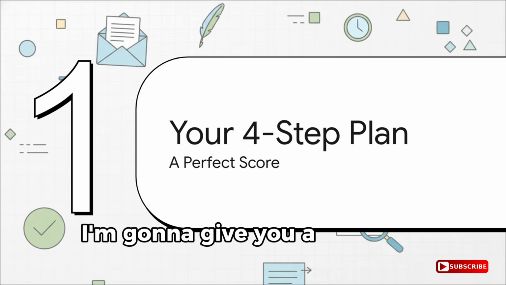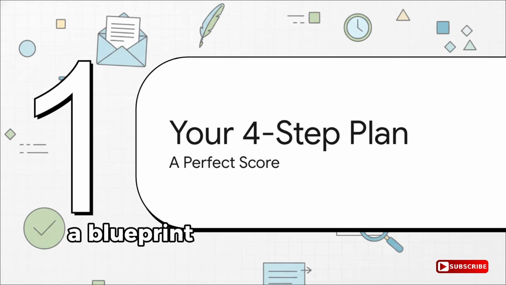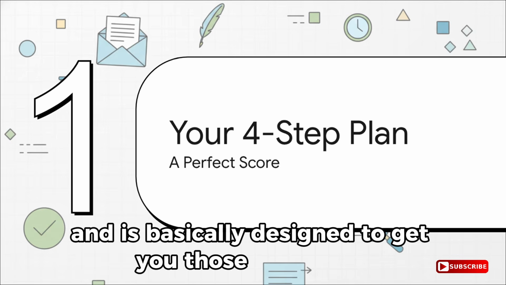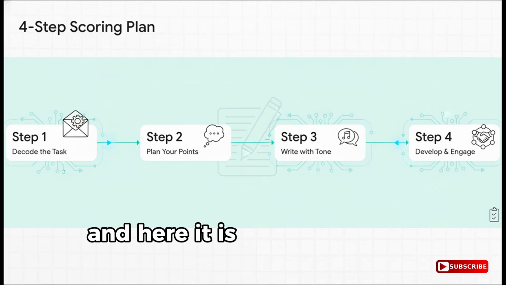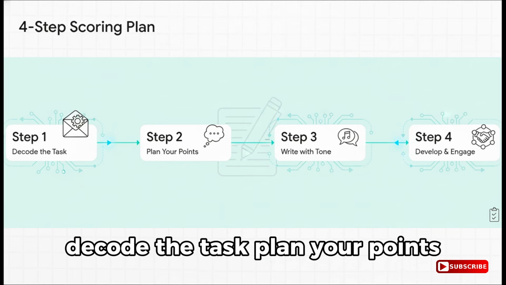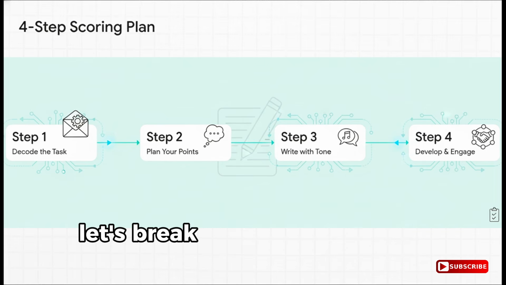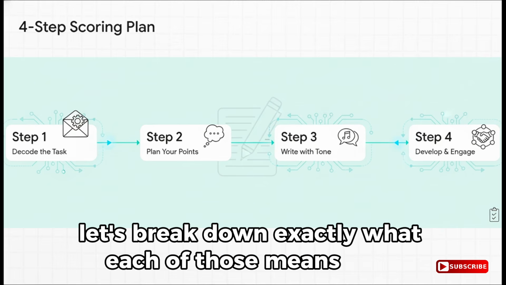Well, I'm going to give you a simple 4-step plan. A blueprint, really. It takes all the guesswork out of it and is basically designed to get you those top marks. And here it is. It's 4 simple steps. Decode the task, plan your points, write with tone, and then develop and engage. That's it. Let's break down exactly what each of those means.